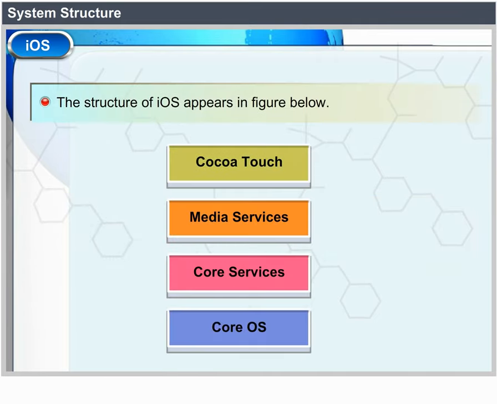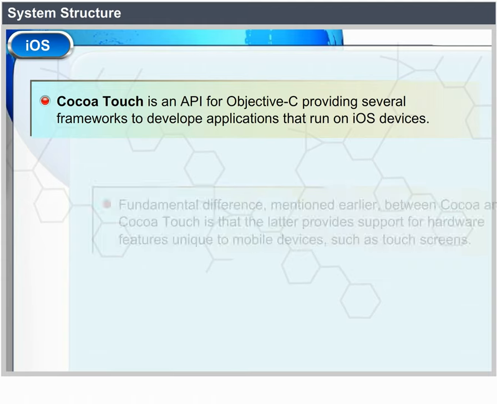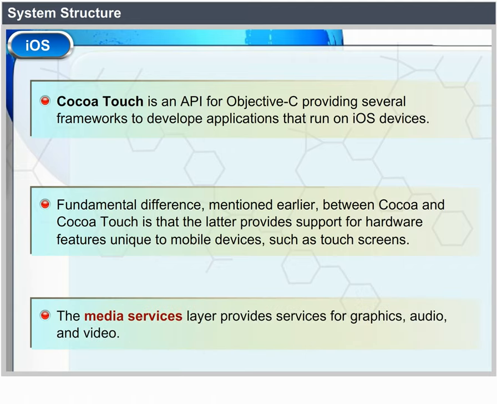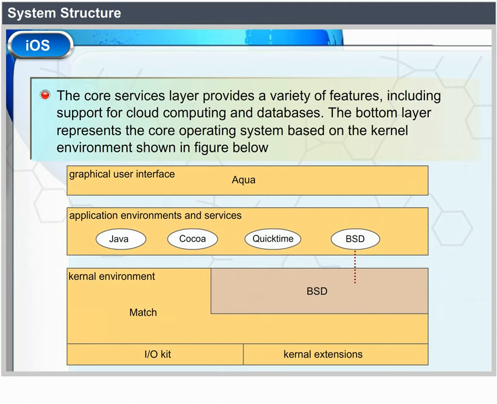Cocoa Touch is an API for Objective-C that provides several frameworks for developing applications that run on iOS devices. Fundamental differences between Cocoa, mentioned earlier, and Cocoa Touch is that the latter provides support for hardware features unique to mobile devices such as touchscreens. The media services layer provides services for graphics, audio, and video. The core services layer provides a variety of features, including support for cloud computing and databases. The bottom layer represents the core operating system, which is based on the kernel environment shown in the figure below.